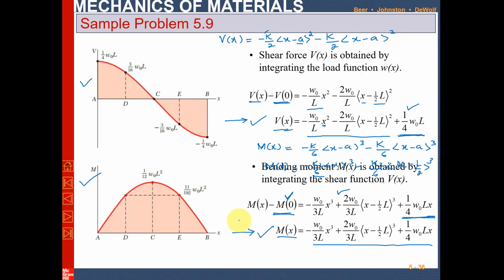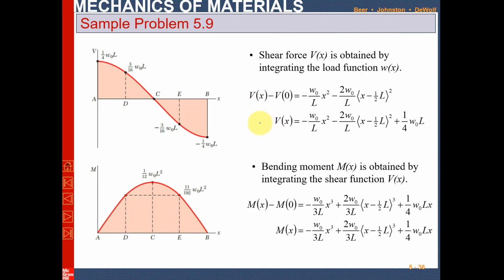Now for the second part, we have been asked to find out the shear force and bending moment at point D, at point C, at point E, and at point B, because C, D and E are given. So we will now look into that. So this was the basic equation. Let me delete all this in order to have a clear visibility. So this is the shear force equation, and this is the bending moment equation.